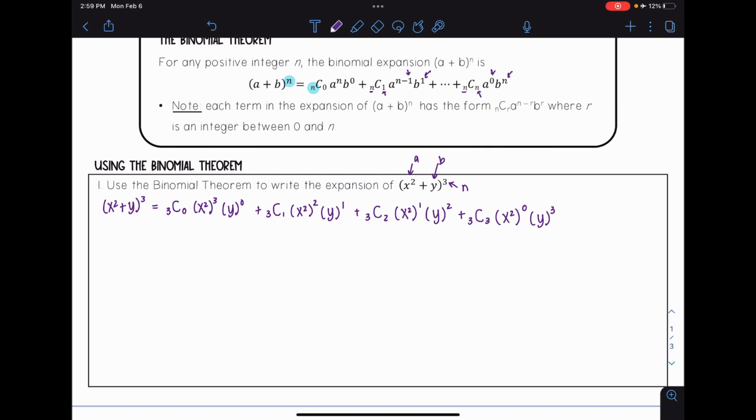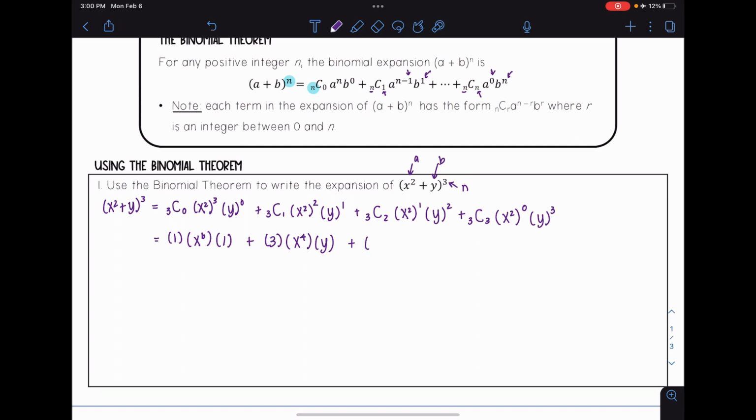Now I just need to go ahead and simplify this. So 3c0, if you do that combination, you should get 1. And then I have x squared cubed, so I have a power raised to a power, so I multiply those exponents, and that becomes x to the 6. Y to the 0 is just equal to 1. And you should always see this: those on either end should always end up being equal to 1 for that first term. 3c1, when you do that combination, you should get 3. X squared to the second power, multiply those exponents, and you get x to the 4th. And this becomes y to the 1st, or just y.